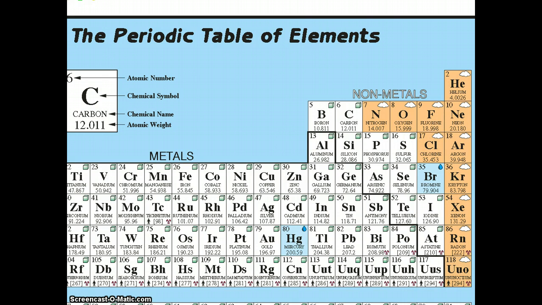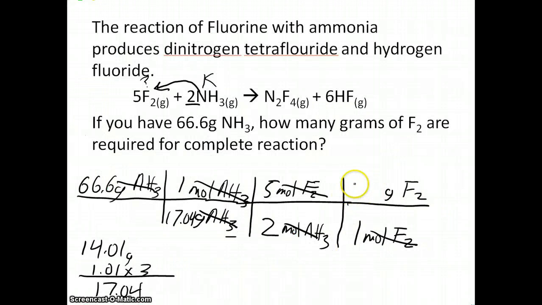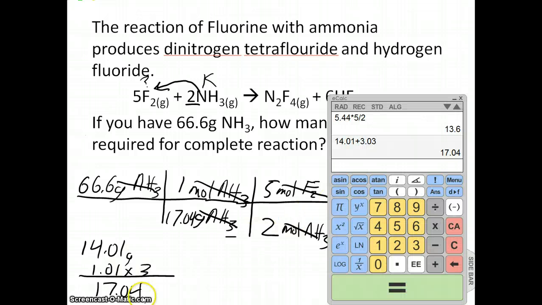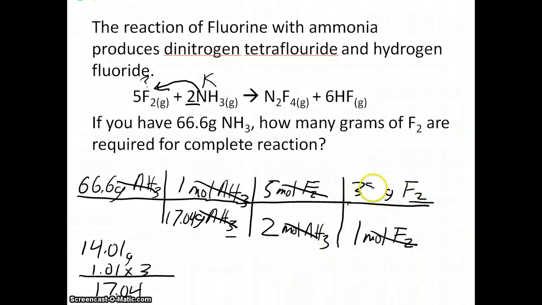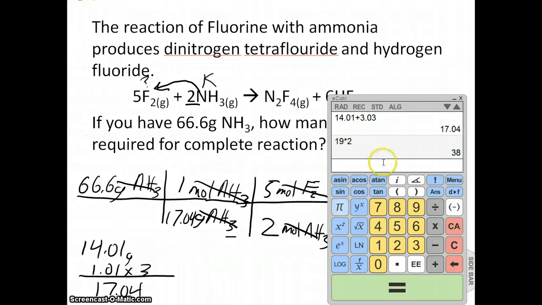So that would be 19 grams, but wait, this is a diatomic molecule, F2, so 19 times 2. What is that? 19 times 2 should be 38, right? Yes, it is. 38 grams of F2. So now everything's canceled out, and we just plug it all into our calculator.